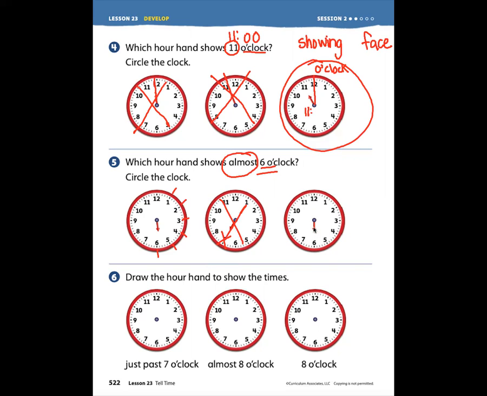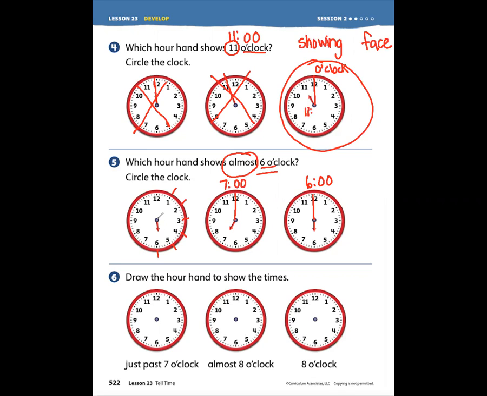This one says 6 o'clock exactly. It's pointing exactly at the 6. This would be 6 o'clock. This one here, if you look really carefully, it says it's pointing at the 7. The big hand is your minute hand, and it's on the 12. It is 7 o'clock here.